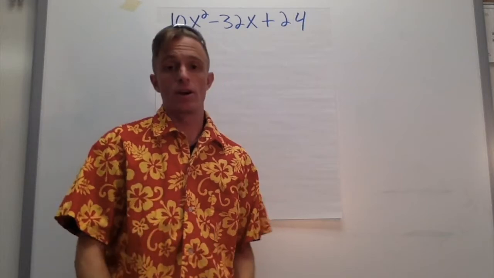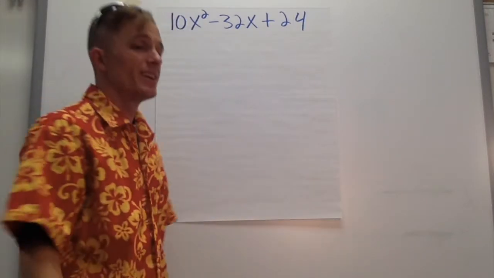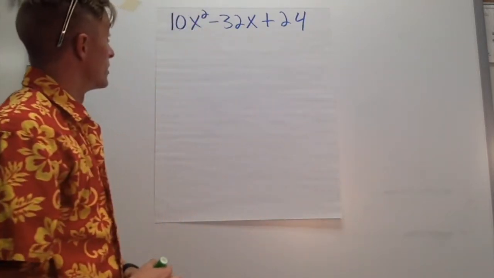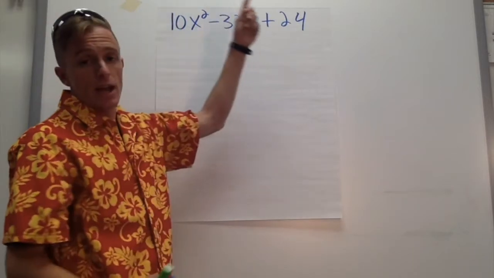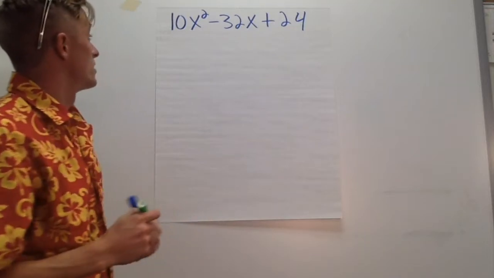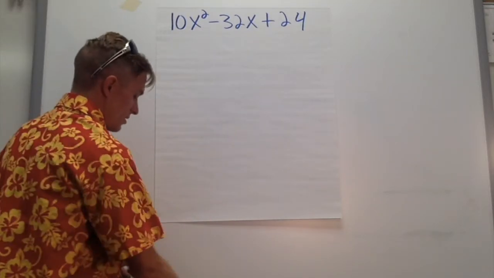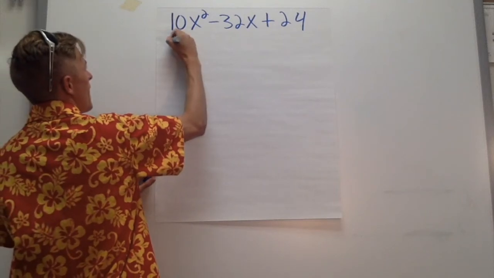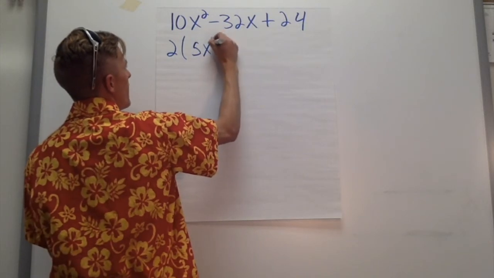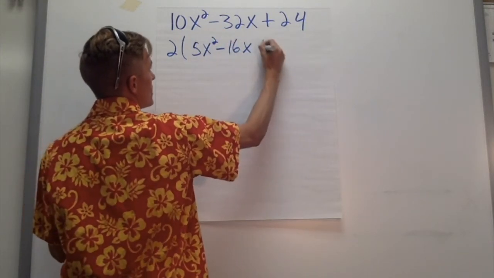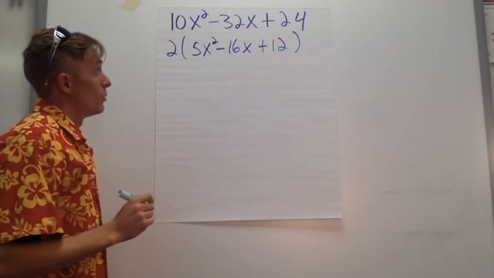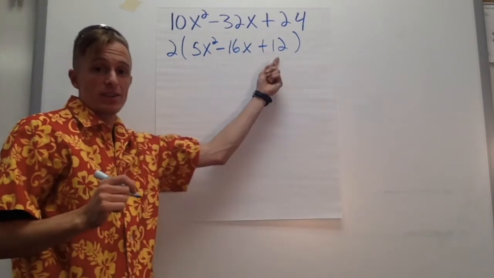All right, welcome back. Go ahead and follow along. Check your answer with mine. See where you made your mistake. If you didn't make a mistake, give yourself a pat on the back. Let's do this. What divides into 10, 32, and 24? Well, the number 2 does. So we're going to take out a 2 from our quadratic. That gives us 5x squared minus 16x plus 12. Boom. All right. Now we can go ahead and factor this.